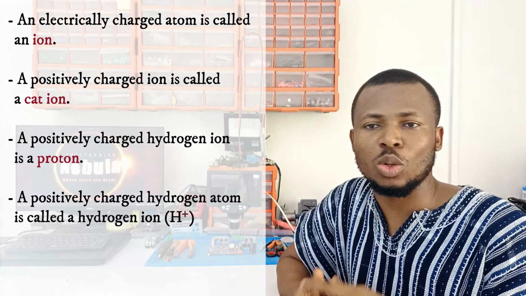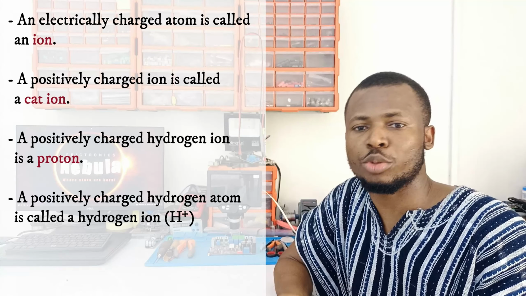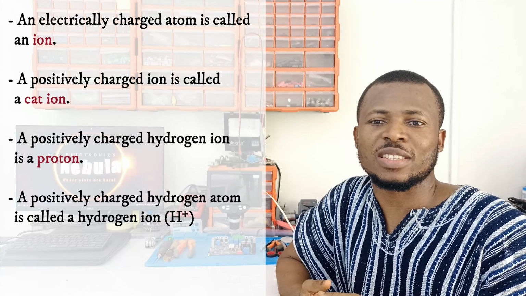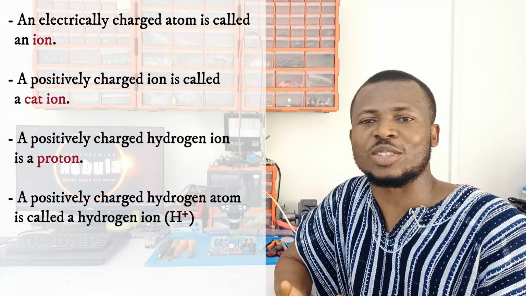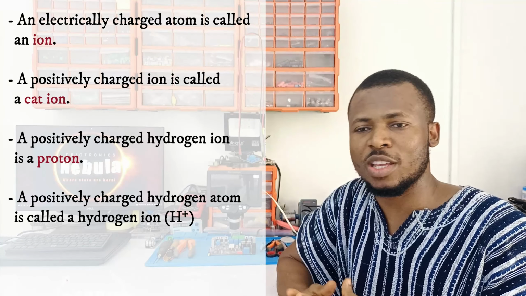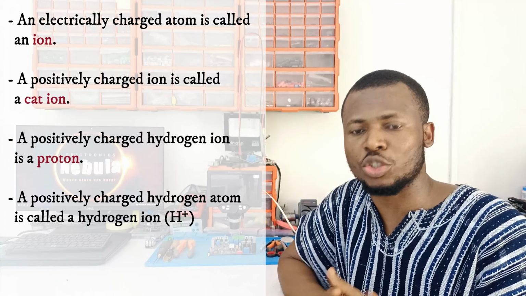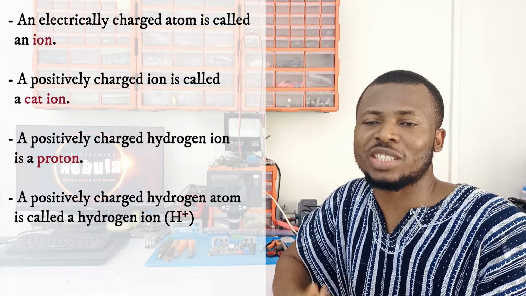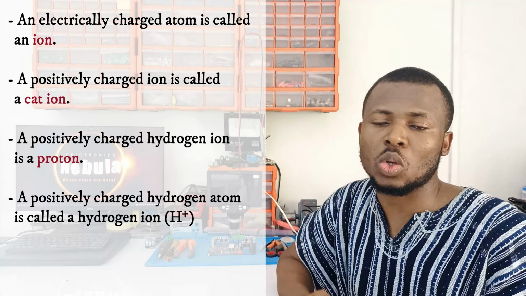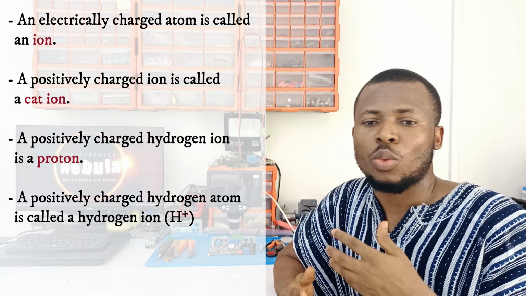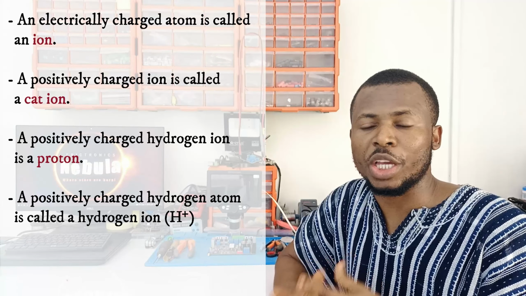When a hydrogen loses its electron, it becomes a proton. Probably this is the easiest way of creating a proton for any activity in physics or chemistry. Now, a positively charged hydrogen atom is called a hydrogen ion, which is represented by the symbol H+.